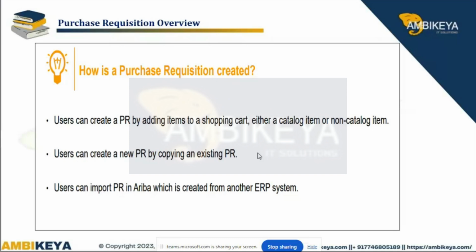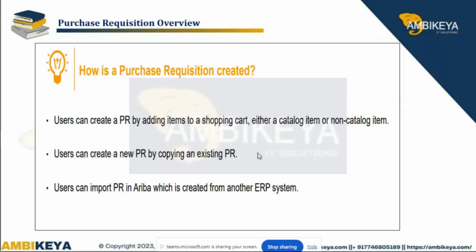There are three ways to create a purchase requisition in Ariba. One is through a shopping cart, either a catalog or non-catalog item. The second one is you can copy an existing PR and create a new PR. The same thing we can do, the copy option is also available in SAP MM, right? And another one is via import, by importing the data.